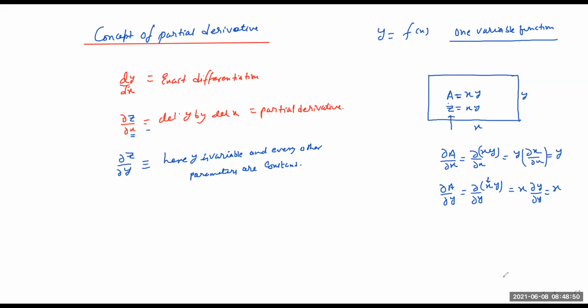So we have to take one variable as a variable at once and all others as constant. So when you differentiate with respect to x, except x, everything is constant. When you differentiate with respect to y, except y, everything is constant.